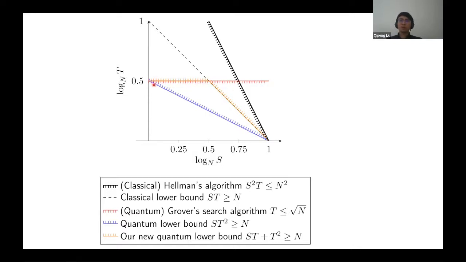For s at most square root of n, it is tied to Grover search. In other words, even if the advice is larger, even quantum advice does not help Grover search. And for s greater than square root of n, the bound is the same as the classical lower bound, which is the best possible lower bound, considering the barrier mentioned before.